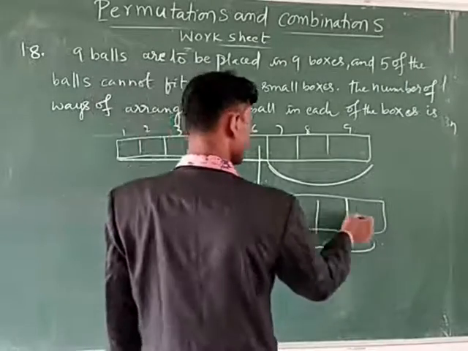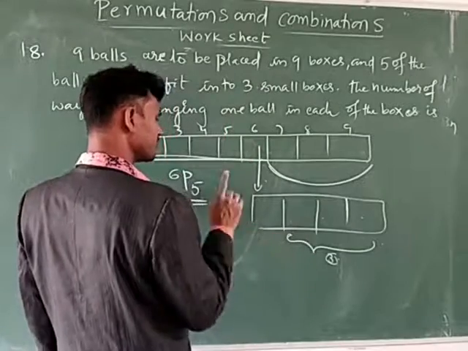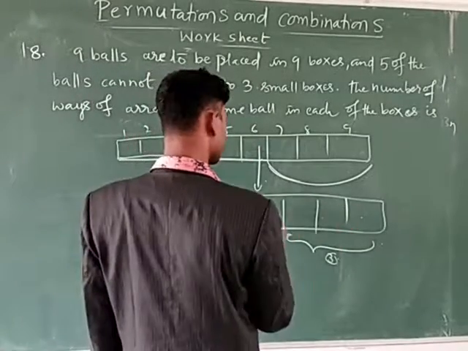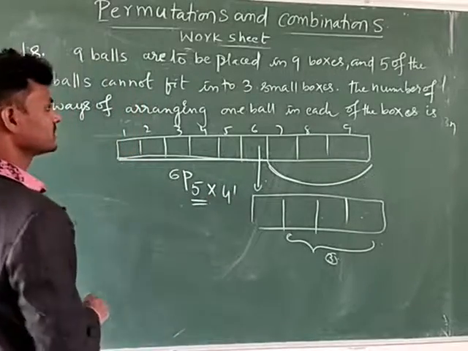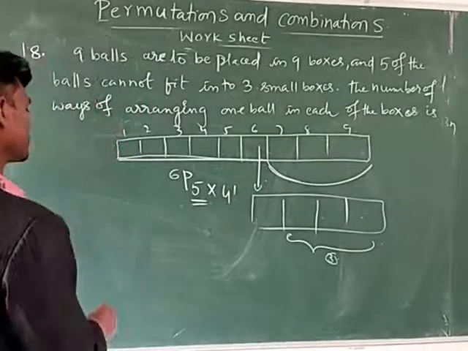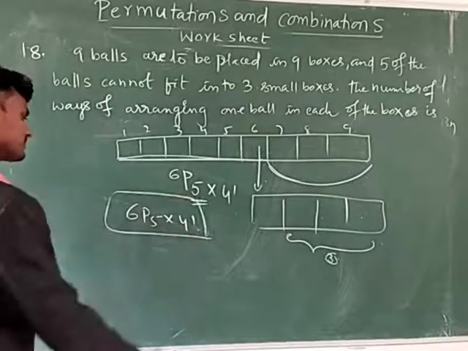But how many balls are there? Here 3 small means 3 boxes, 3 balls. It is not fitted. Then the remaining 1 ball can be fitted in these 4 boxes. Means here 4 factorial. Then 6P5 into 4 factorial. This is the answer: 6P5 into 4 factorial.